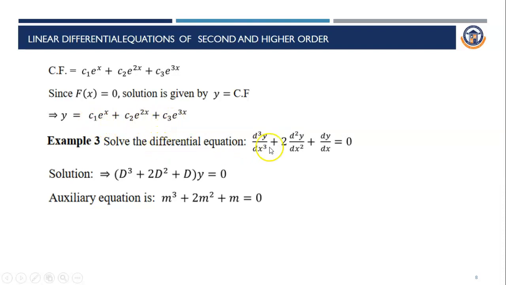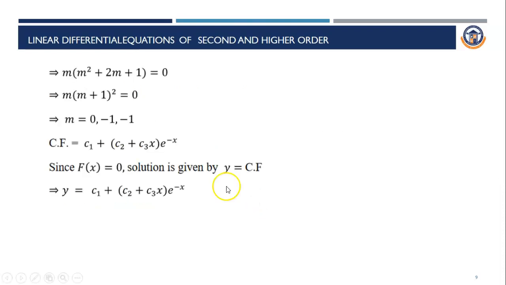Next one more problem. d cube y by dx power 3 plus 2 into d square y by dx square plus dy by dx is equal to 0. So in this problem we can write d cube y plus 2 d square y plus dy is equal to 0. So next we take y outside, and we can write the auxiliary equation m cube plus 2m square plus m is equal to 0. So what are the values of m? m has 3 values. So here m is equal to 0, minus 1, minus 1. In this case minus 1 is repeated 2 times.